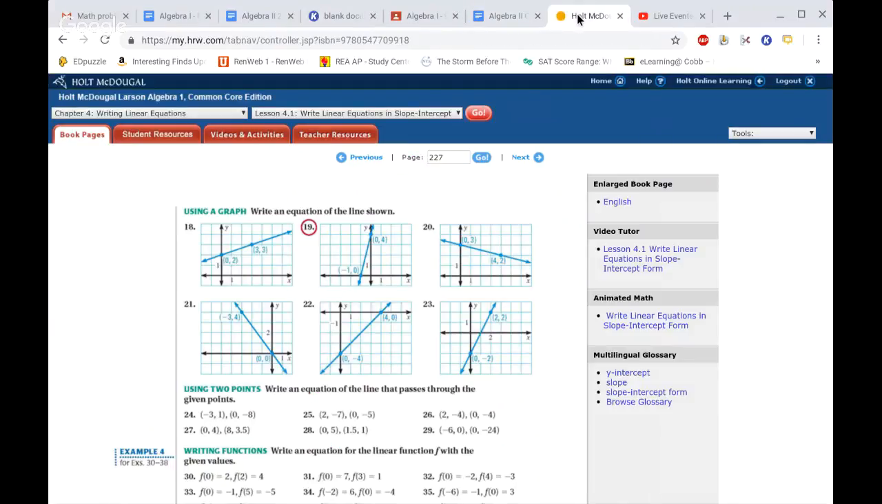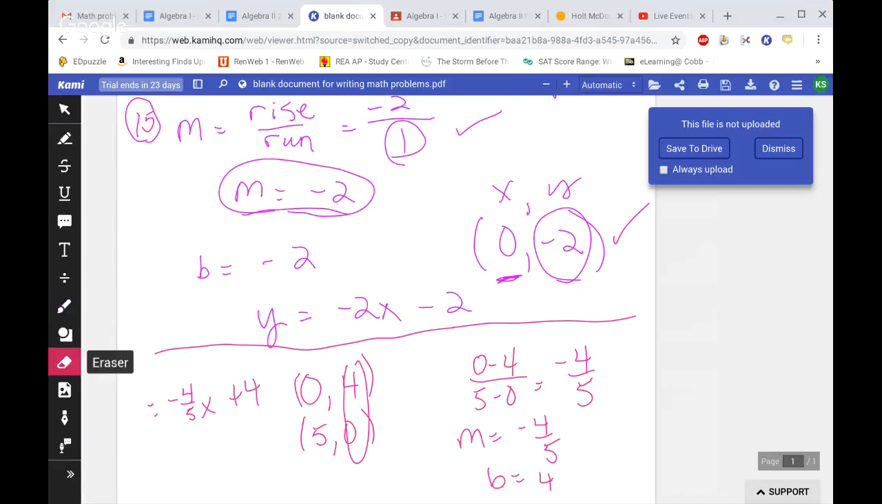All right. Now, number 19. What we're going to do, you can do one of 2 things here. You can either count the slope on this one, or you can calculate it using the slope formula. To make sure that you know how to do both, I'm going to do both for you all in math lab this morning. Thank you. I'm going to start erasing.